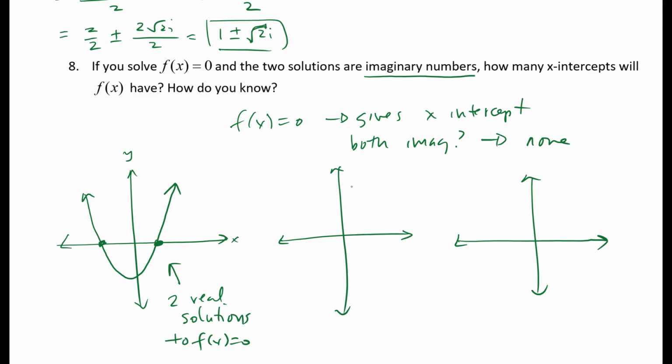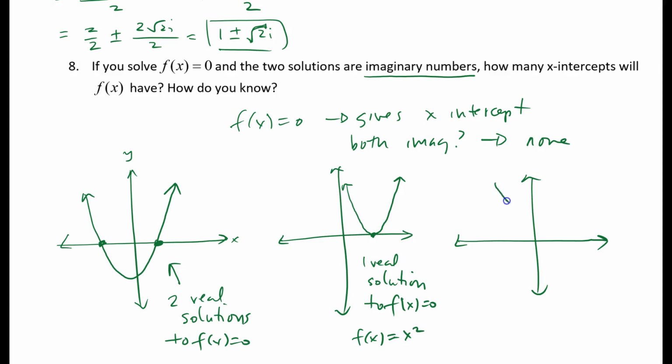If we happen to just get one, sometimes the vertex can just come down and kind of kiss the x-axis, then there's only one solution. So one real solution to f of x equals 0. The parent function's a good one for that, like f of x equals x squared. That's an example of one where it just hits the x-axis.